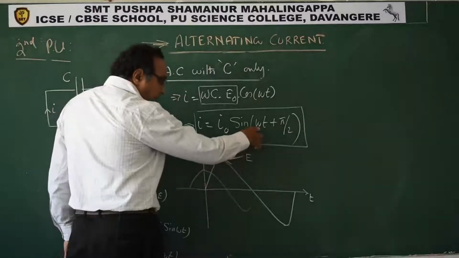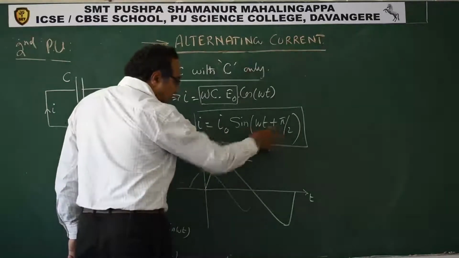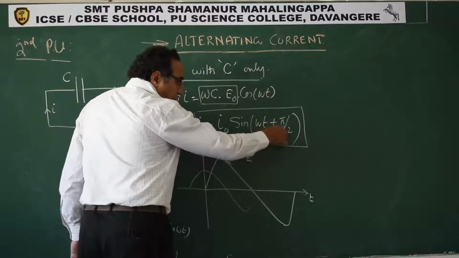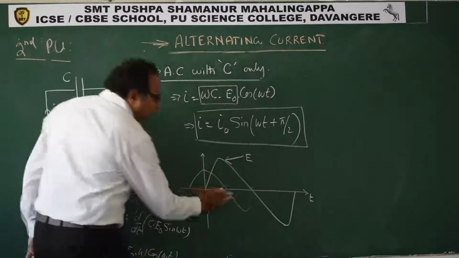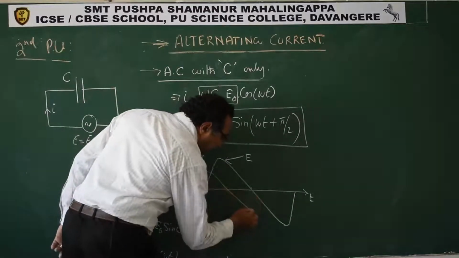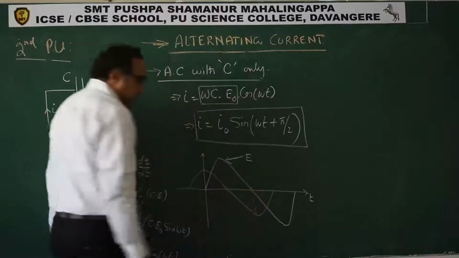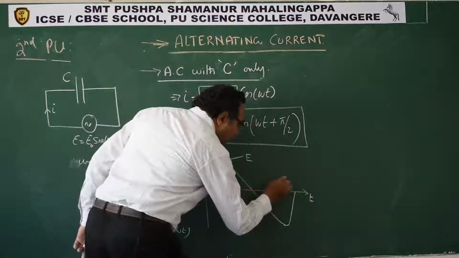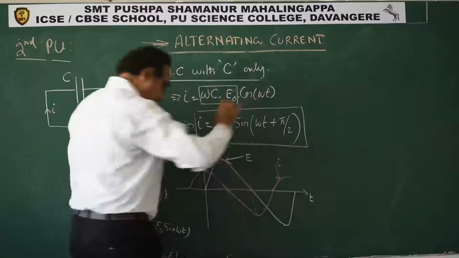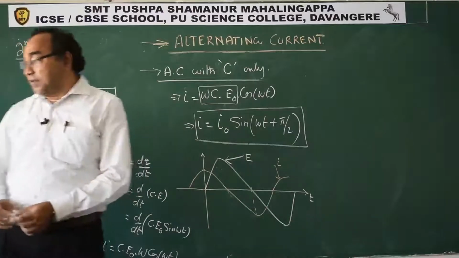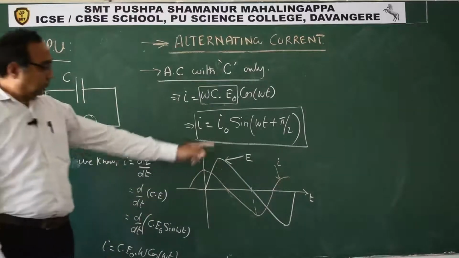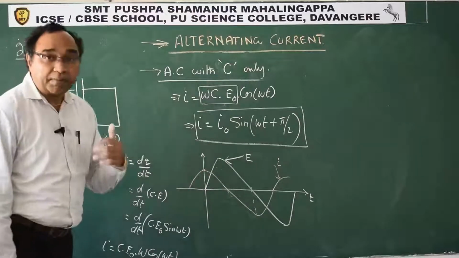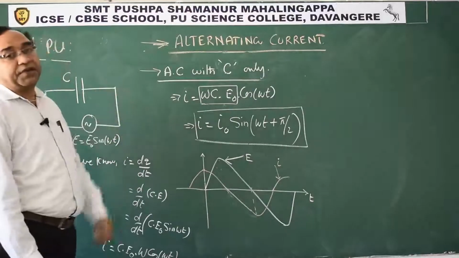When you put omega t as pi by 2, 90 plus 90, 180, sine 180 is 0. If you put pi plus pi by 2, 3 pi by 2, so what will happen? Here it will be a negative maximum, minus. So that is exactly how the graph would be for I. This is the graph for I. Since we see that there is a phase difference, that is exactly how the behavior of a capacitor to an AC can be understood.